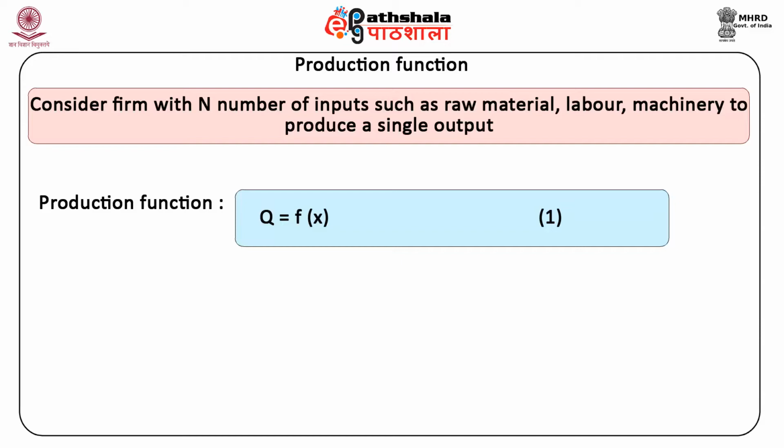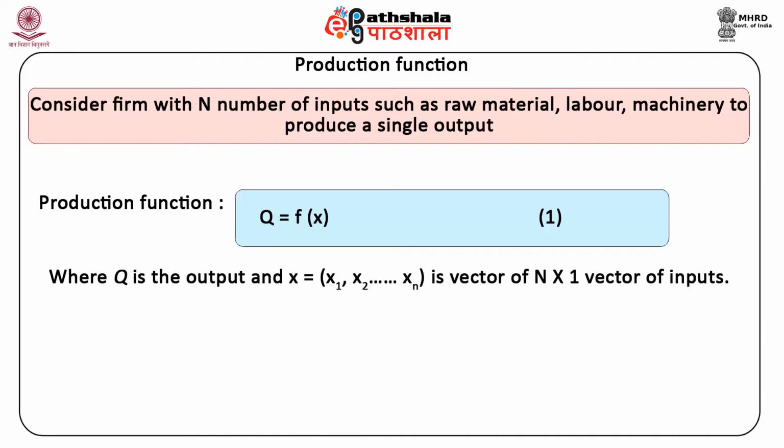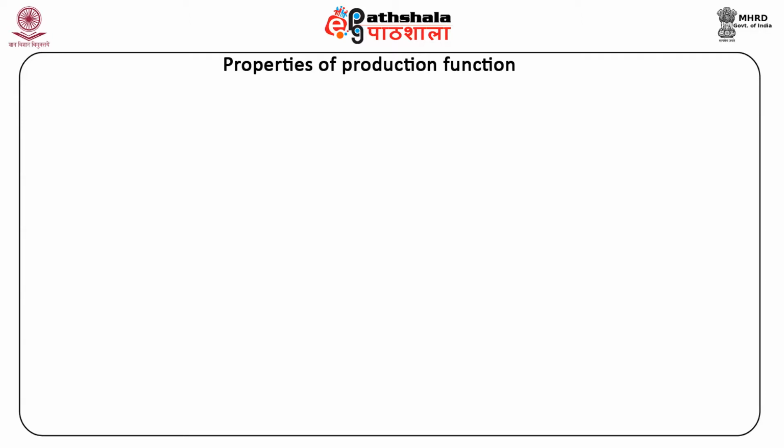This is given as equation 1, where Q is the output and X = (X1, X2, ..., Xn), which is an n x 1 vector of inputs. Properties of production function. There are several specific properties associated with the production function. The most important properties accompanying a production function, as given by Chambers 1988, Coelli 2002, are as follows.